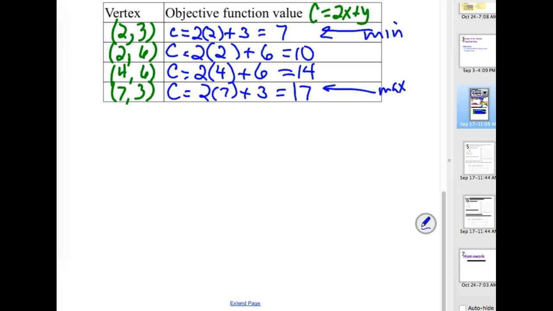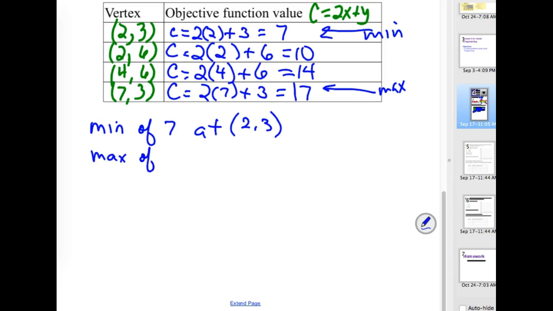So how you're going to write your answer, you're going to say there's a minimum of 7 at, and then you're going to tell me the coordinates where that happens, okay? So at the point 2, 3, and then we have a maximum of 17 at the point 7, 3. Questions on that?